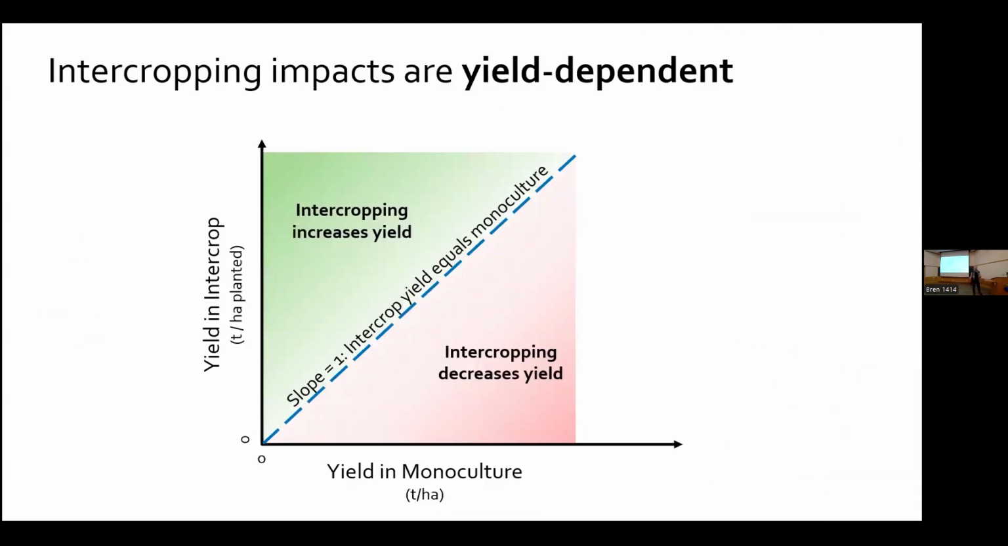To do this, we'll take a step back and assess the experimental literature. For a given crop yield, we can estimate its yield in intercropping. That's the tons per hectare on the land area used for that crop in the intercrop. This dashed line of 1:1 would be where intercropping has no impact on crop yields. Below it, intercropping decreases yields. Above it, intercropping increases yields.